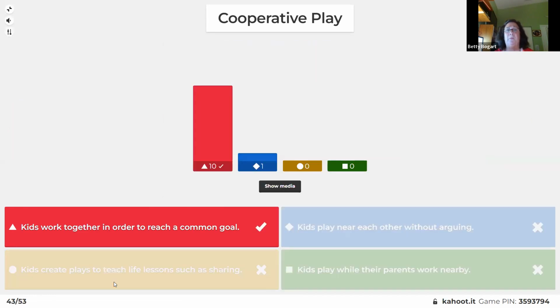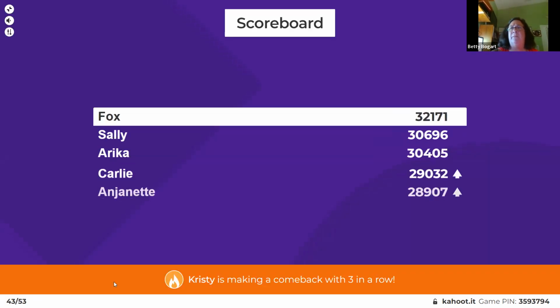So cooperative play is when two children work together and they are going to reach a goal, whether it's playing checkers, somebody wins a board game, or it could be, I'm going to build a house together. We're going to do it like this. And when we're done, the house is built. So that's your goal. So cooperative play.